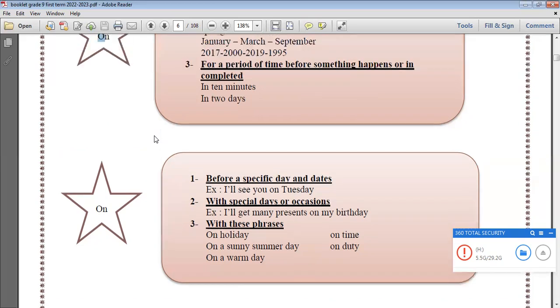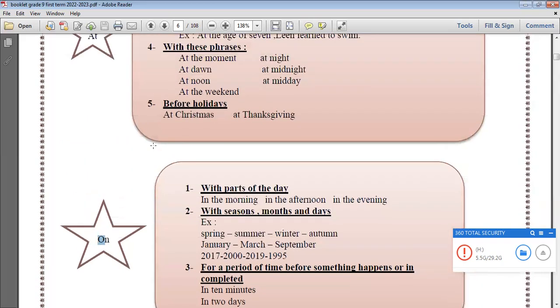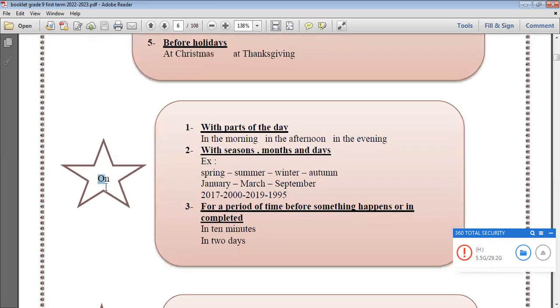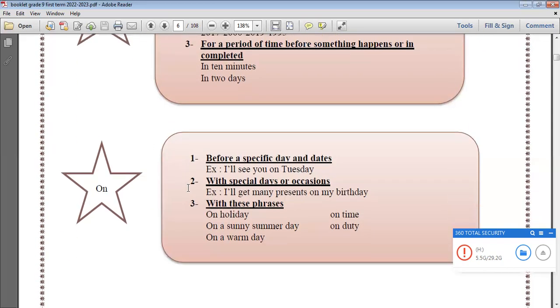So again, please note, because there is a mistake here. The first one is at, and the second one is in. In is used with the parts of the day. It's used with seasons, months, and years. It's used with a period of time, like in 10 minutes and in 2 days. And the last one is on. On is used before specific times and dates, with special days or occasions, and with these phrases.